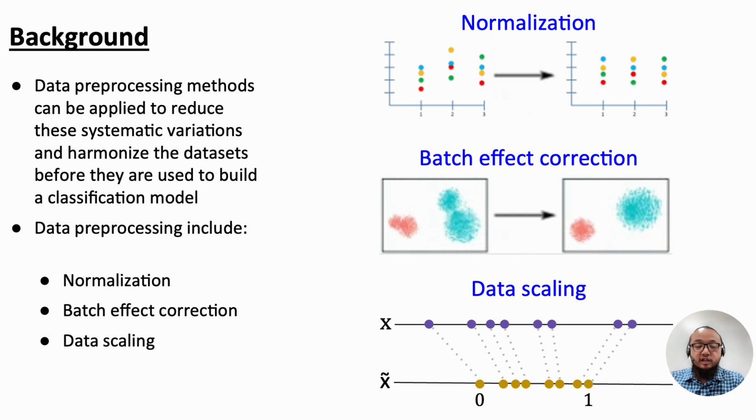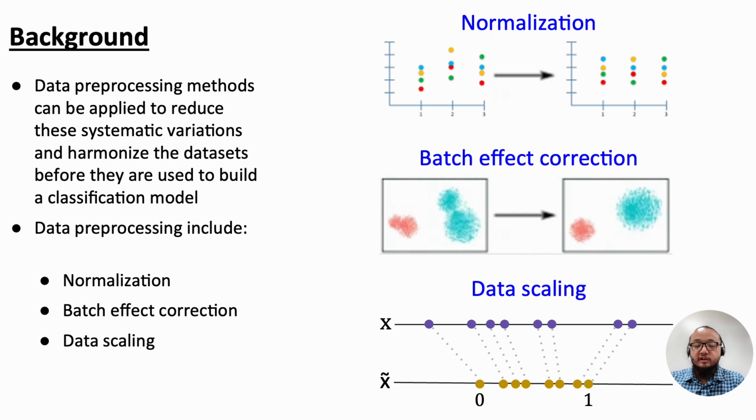There are 3 broad types of data preprocessing methods to address this issue. The first one listed here is normalization, which is the transformation of each sample's data to be more comparable, such as making their distributions be statistically identical.